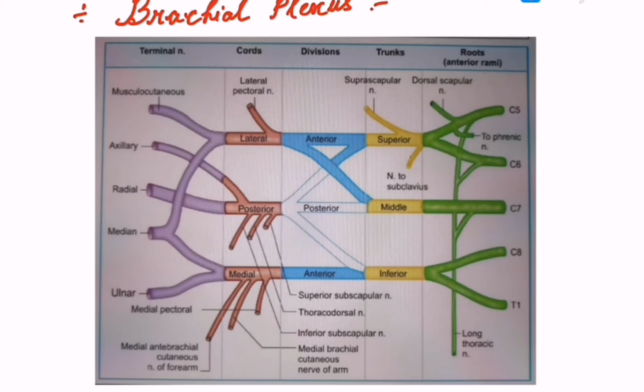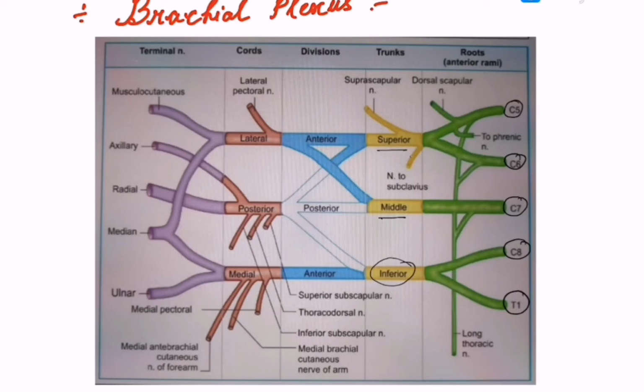Now, every root has an anterior rami as well as posterior rami. Here there is C5, C6, C7, C8 and T1. All these five root values form the root of the whole brachial plexus. Now, the roots of C5 and C6 come to join and form the superior trunk. Root C7 alone forms the middle trunk, and roots C8 and T1 form the inferior trunk.